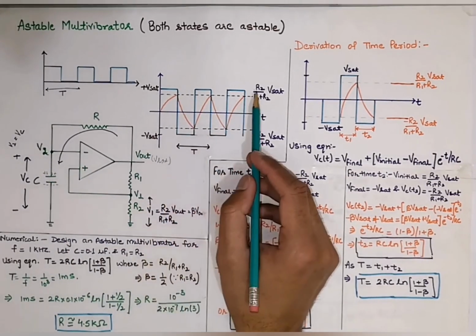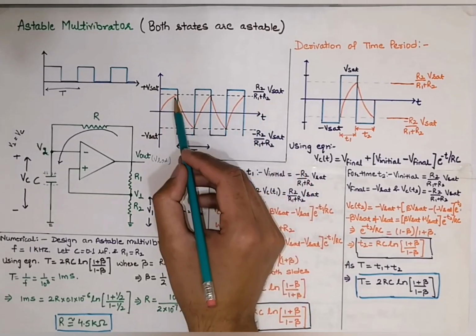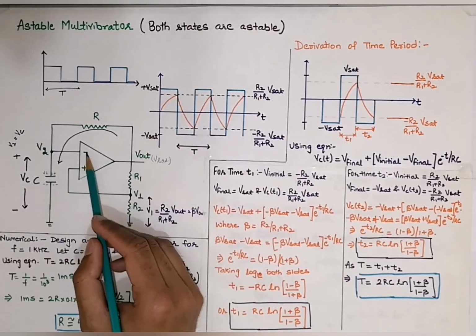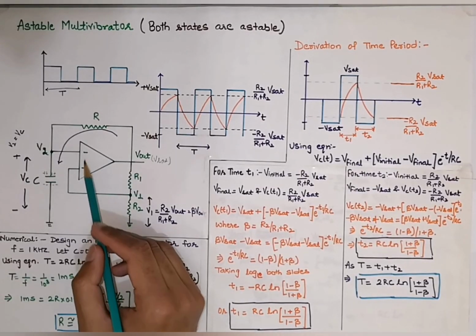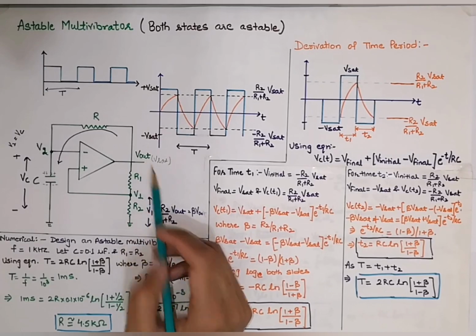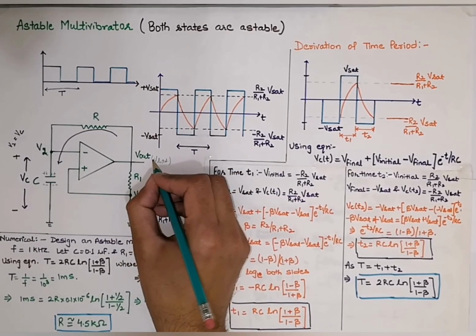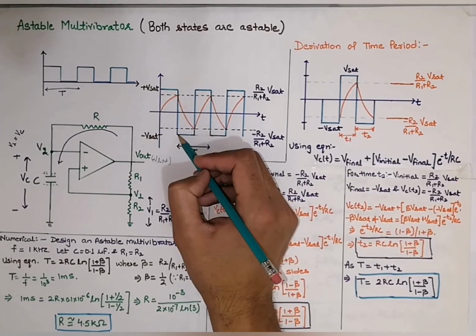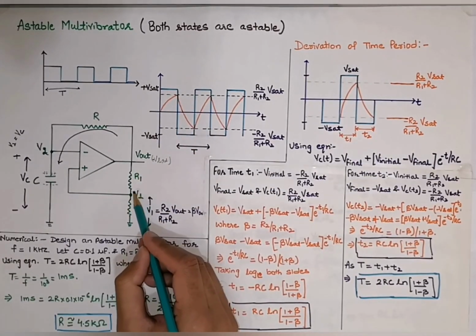Voltage that is equal to R2 upon R1 plus R2 of V saturation. So this is that point. Exactly after this point, what will happen? The voltage at the inverting terminal will be greater than the non-inverting terminal, and our output must switch to minus V saturation.